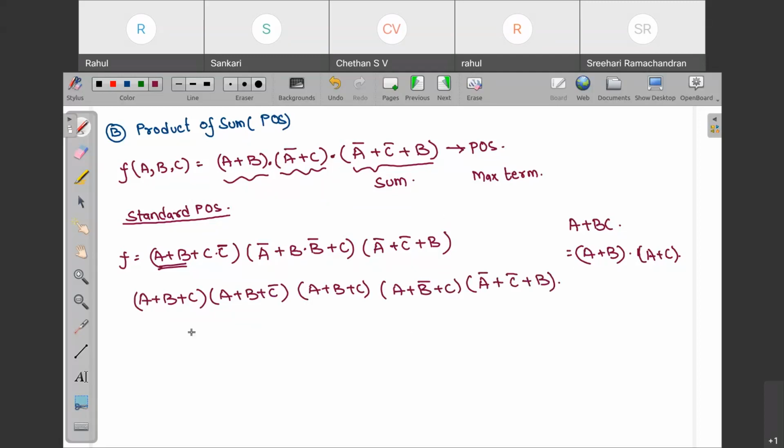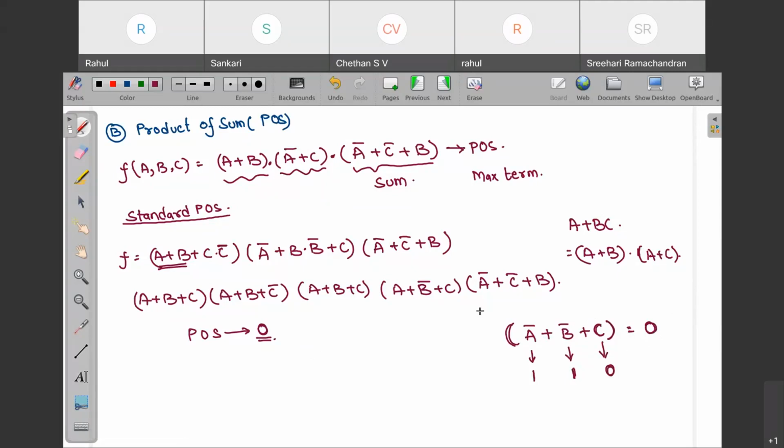Now in POS you should know that 0 has more priority. Why? Let me show you. Suppose I take a term, so tell me, for what combination of A, B, C will this expression be 0? You will say, sir, if we take A equal to 1, B equal to 1 and C equal to 0, then this term, this expression, will be 0.